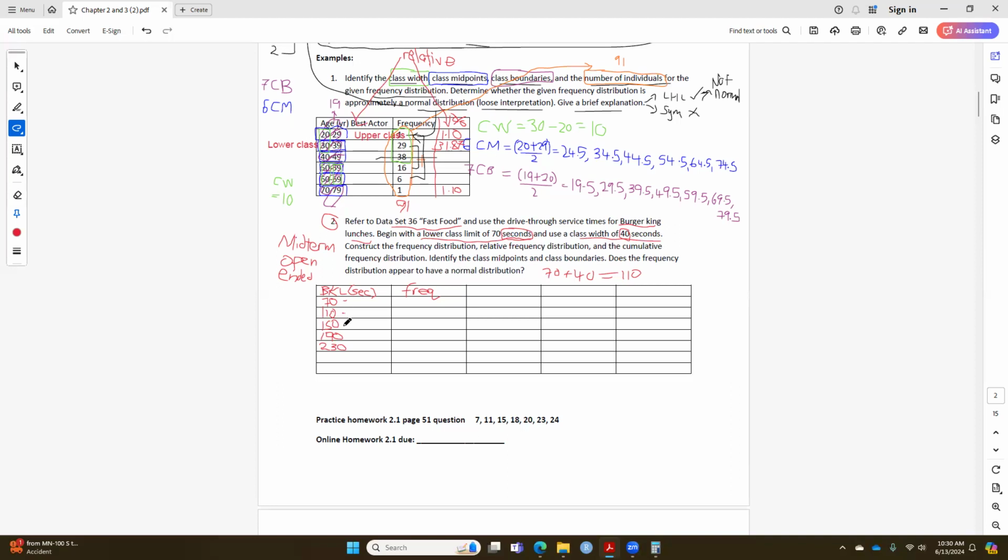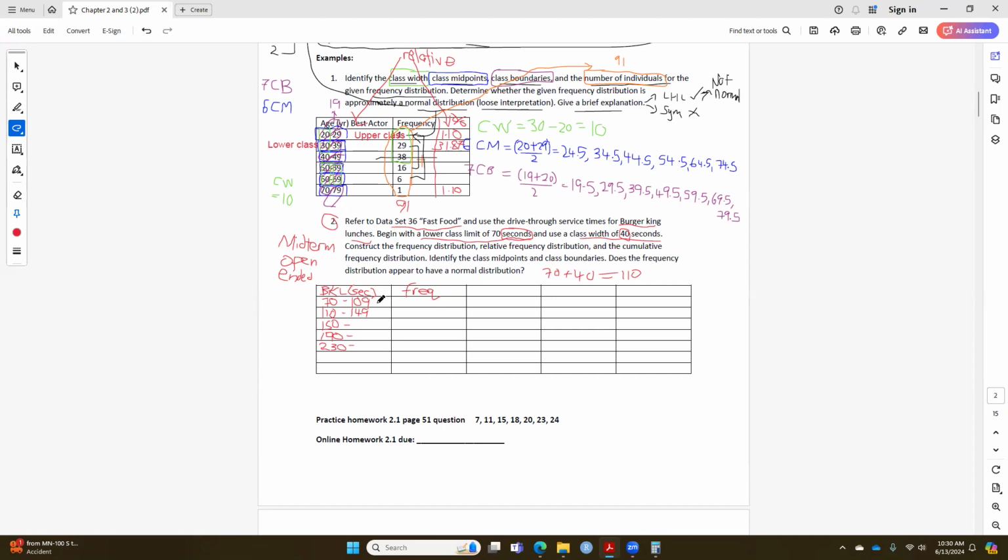Now this is your lower class limit. So next we will do the upper class limit. You use a number that is less than the lower class limit you have. So for 110, the number that is 1 less than 110 is 109. And if you do the next one, 150, the number that's 1 less than 150 is 149. And you also notice that if you look at the difference, what's the difference between 149 and 109? It is 40, which is the class width.